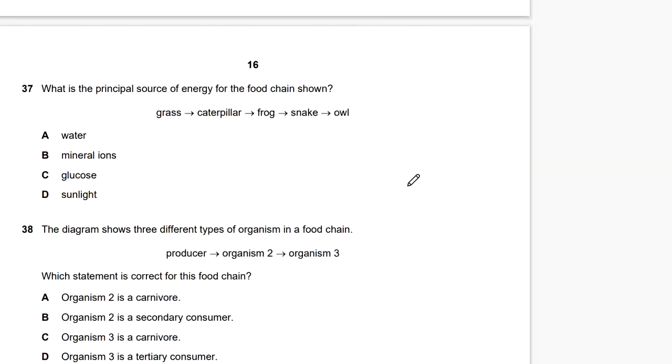What is the principal source of energy for the food chain shown? So we have the grass, caterpillar, the frog, the snake, and the owl. From the choices, we have water. Water is not actually a source of energy. Mineral ions is not also a source of energy. Glucose, but we have the term principal source. So actually, it is because of the sunlight that is used by the grass to produce food during photosynthesis. So the correct answer for that is letter D.